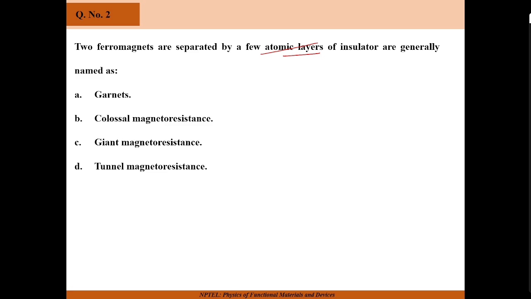Okay, that is fine. We are not going that deep. What you should notice is that, yes, it can be non-magnetic also, that is true, but we are looking for the other ideas, like what colossal and tunnel magnetoresistance are. So the correct answer to this question is option D, tunnel magnetic resistance.